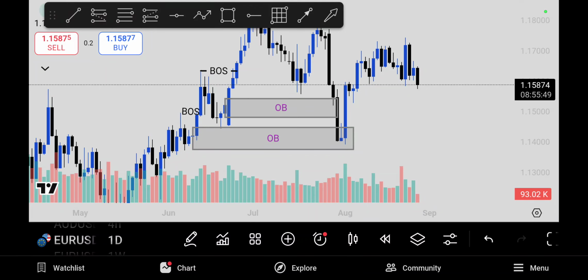Hi guys. Today we're looking at something different. We're going to be talking about liquidity, still on our daily time frame.